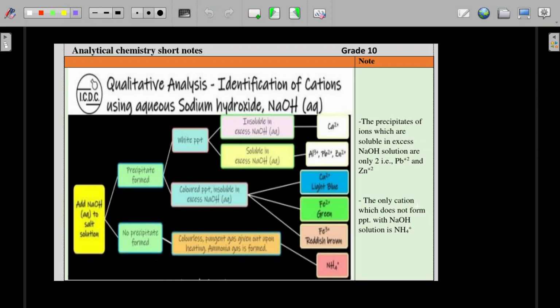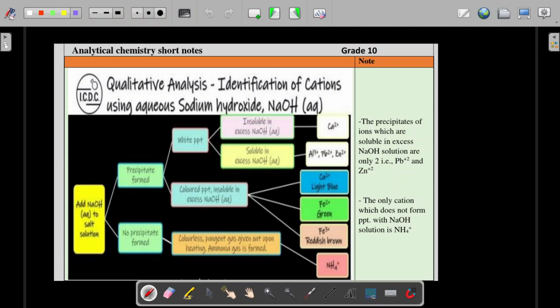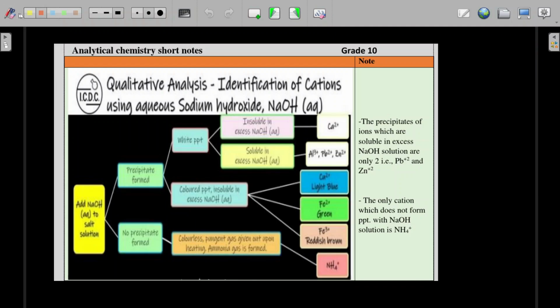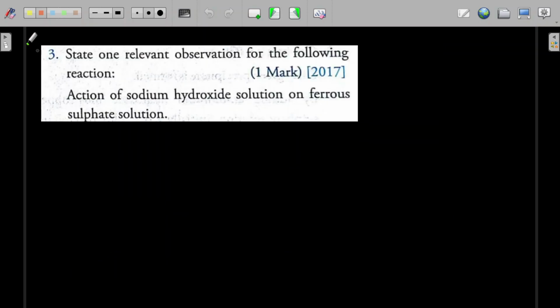This is a flow chart for your understanding. Whatever we just discussed, it is the same thing. To highlight here, the precipitates of ions which are soluble in excess of NaOH are lead and zinc. Ammonium is the only cation which does not form a precipitate with NaOH, as I just told you.